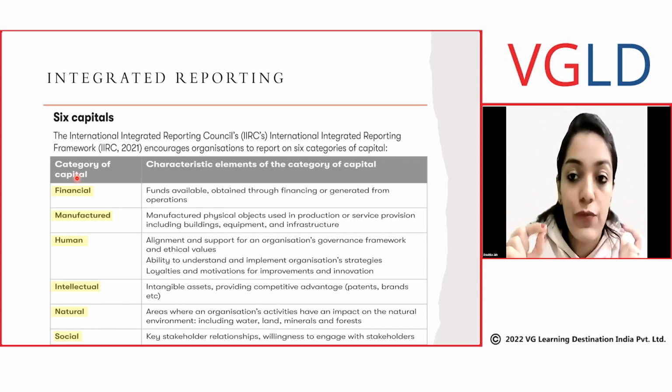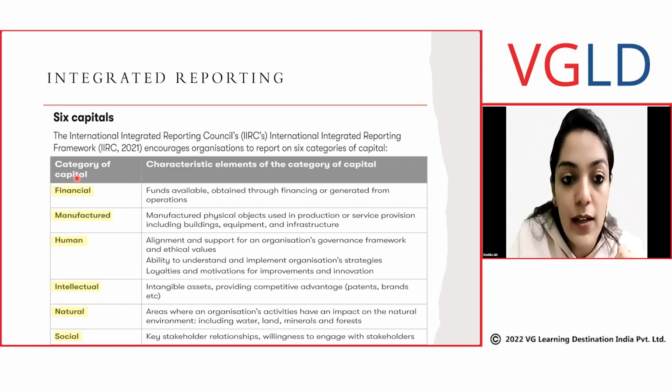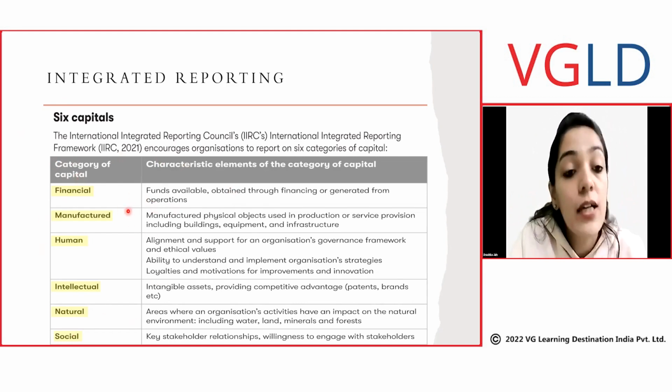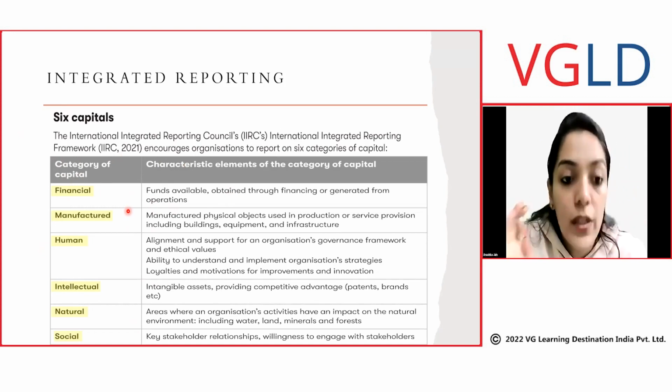Please listen to this very carefully. The concepts are very easy. It's just how the question will be asked and what you are expected to write. That is what's being covered here. It's not just about rote learning these 6 capitals, but what is going to be the constituent of each capital in the report that you need to know.